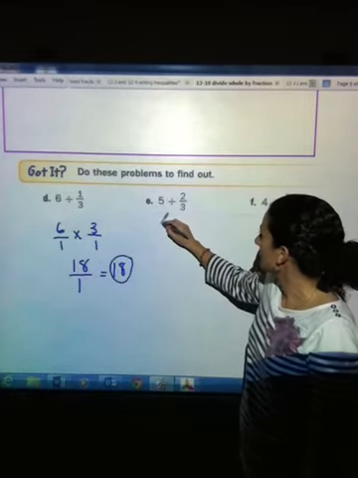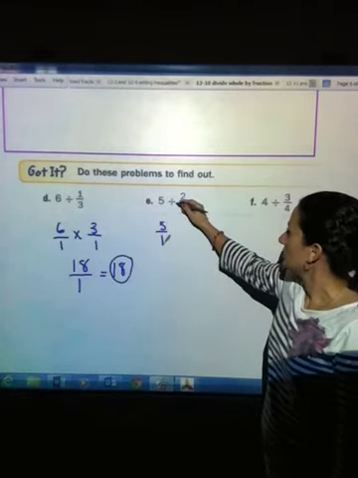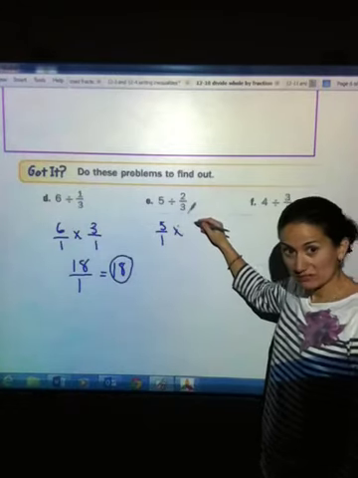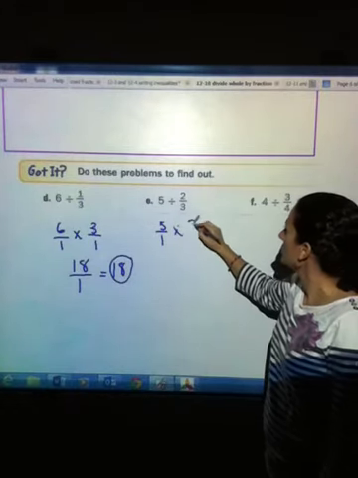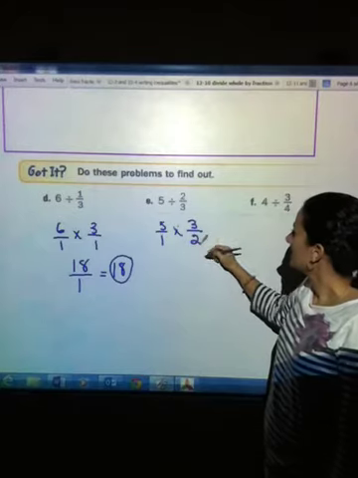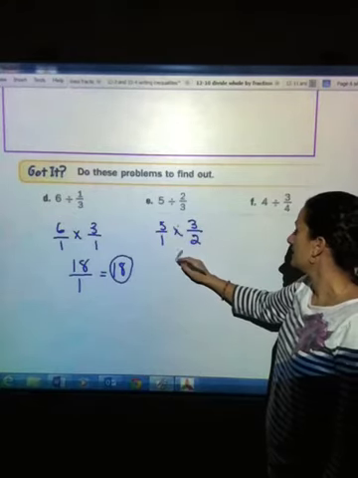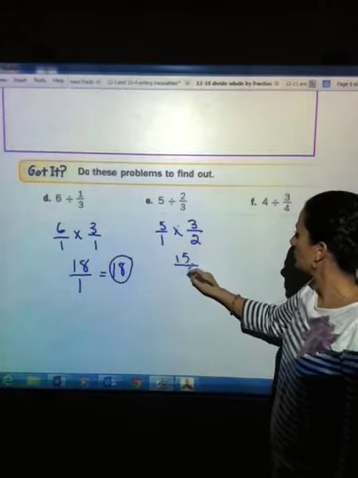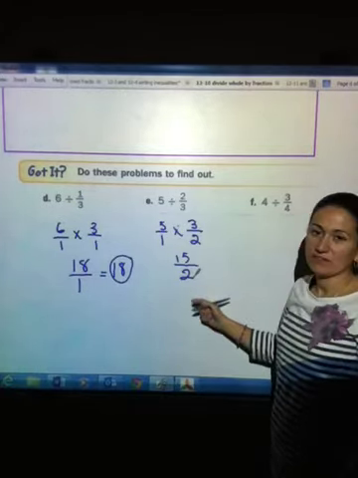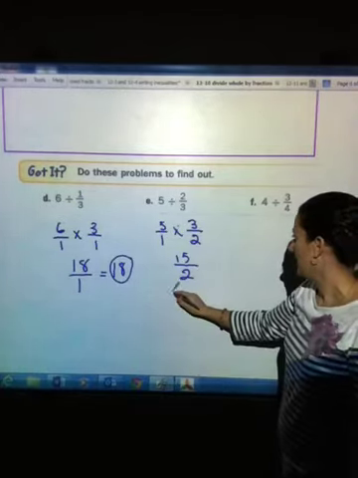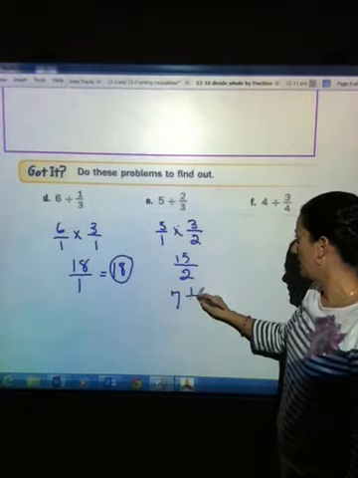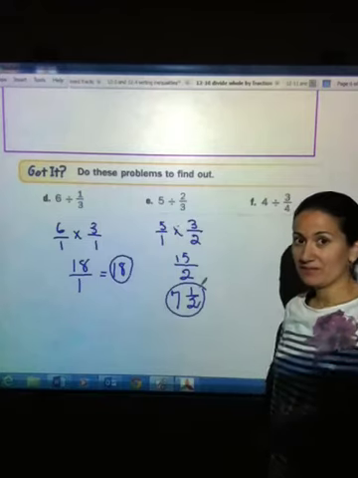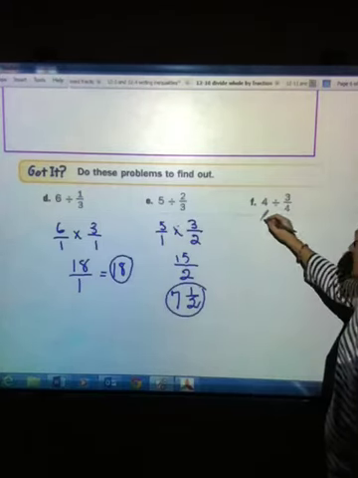So 5 wholes becomes 5 over 1. I change the division to multiplication. I flip or write the reciprocal of the second fraction, 3 over 2. I can't cross simplify, so 5 times 3 is 15. 1 times 2 is 2. And then I divide 15 by 2, and that gives me 7 and 1/2. You get that one right? Let's check the last one.